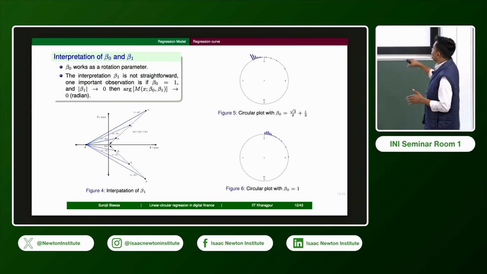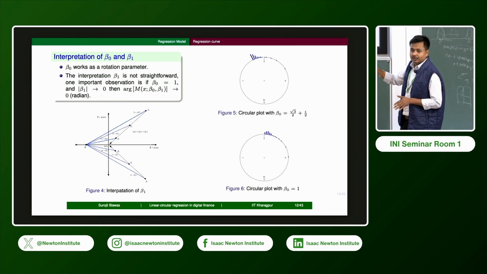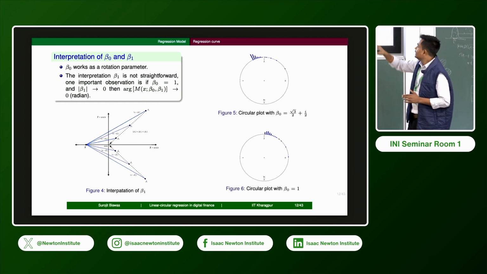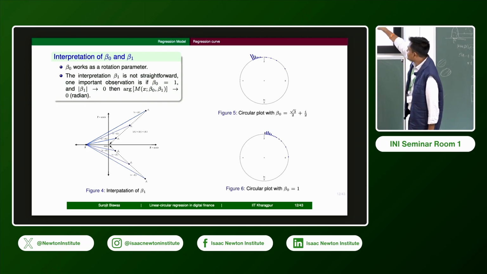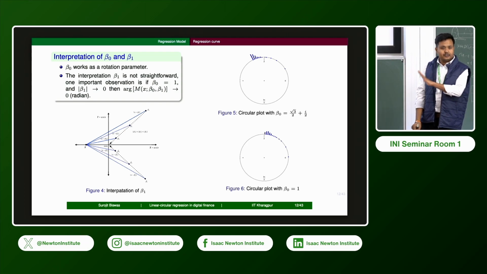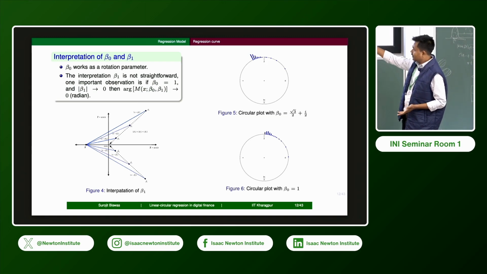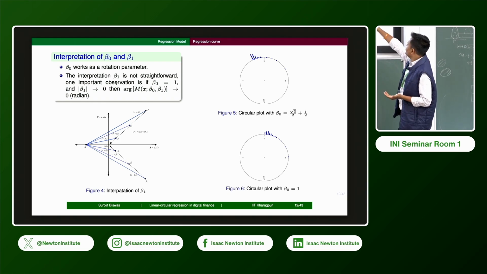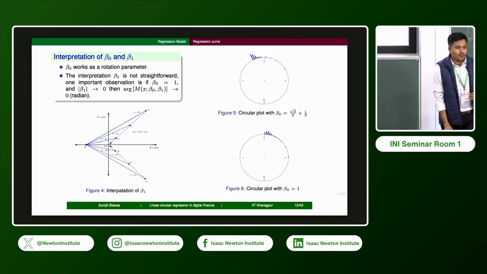But one important observation you can see: if the mod of beta 1 goes to 0, the argument of that map, that means the angle, comes to 0. So you can see figure number 6. From pi by 2, the points are coming near to 0. So that is one of the interpretations of beta 1. And again for beta naught, if beta naught is 1 then this is the figure, and if beta naught is not 1 then that is the figure. So eventually that is the rotation.